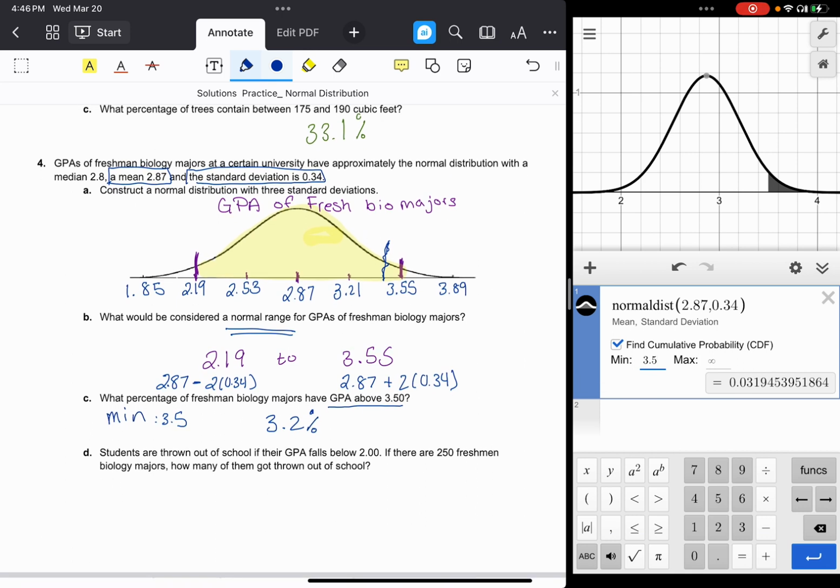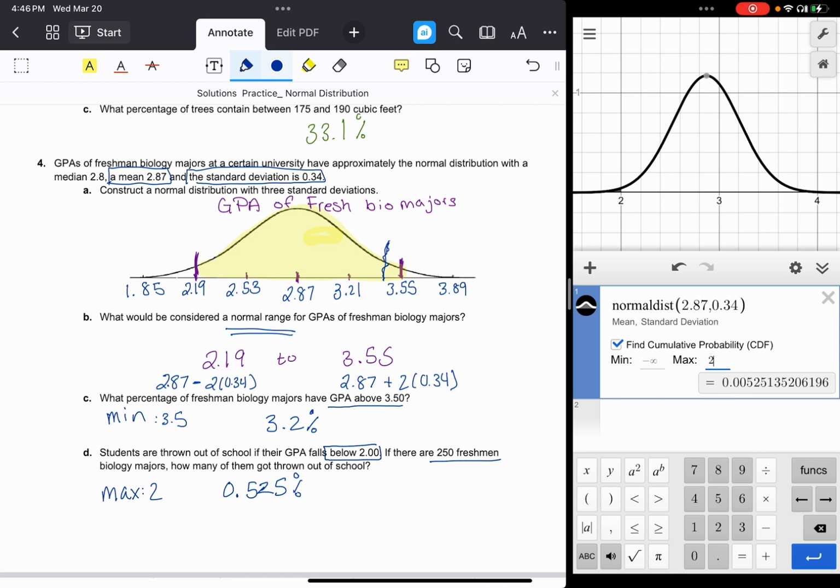All right, students are thrown out of school. Ooh, how horrible. If their GPA falls below 2.0. If there are 250 freshman biology majors, how many of them got thrown out of school? Okay, so key here is first I need to figure out what percentage I would predict have below a 2.0 GPA. So this time we're going to put in the max value of a 2. Don't forget to clear out the min. And I see, okay, well that gives me 0.525 percent.